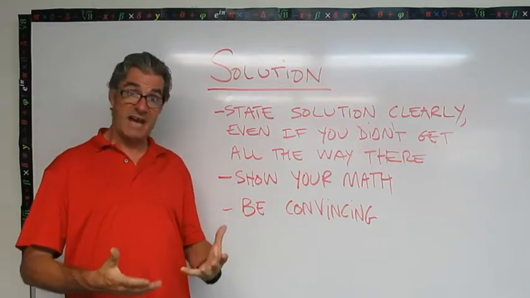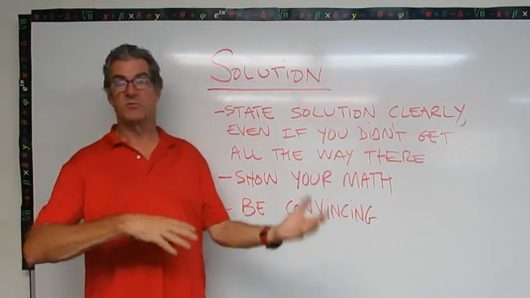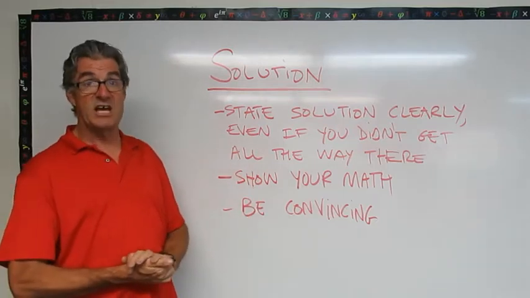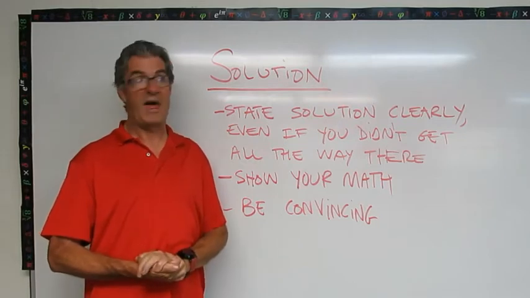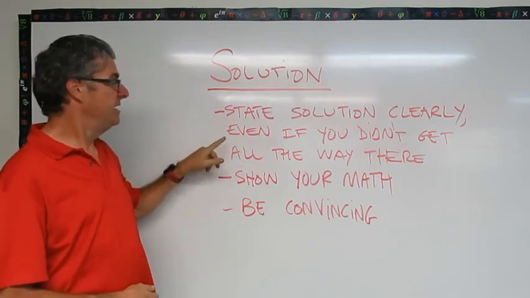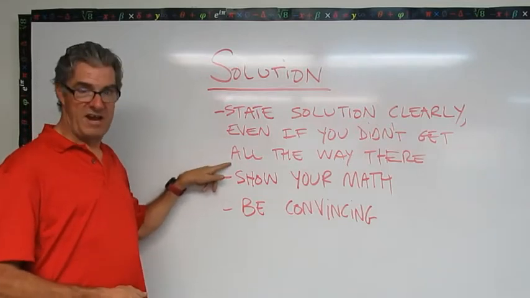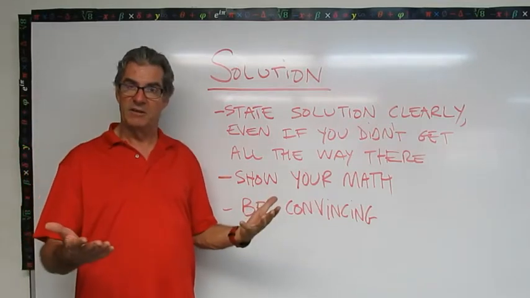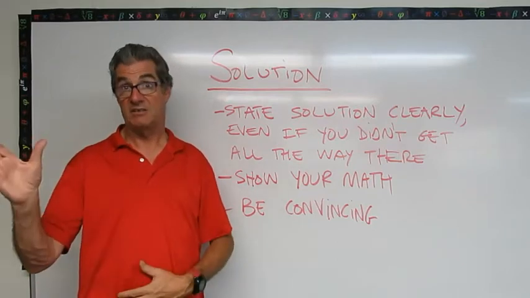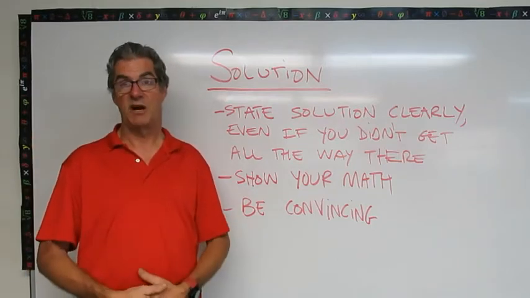So you've undoubtedly talked about this with partners, with me in class, and you've thought about it pretty hard. So now is the time to write your solution for that. What you want to do is state your solution clearly, even if you didn't get all the way there. So clearly would mean you would say something like, I know she has blank eggs. Okay, that's a clear statement of the solution.